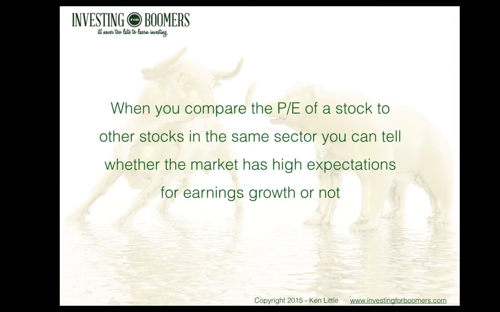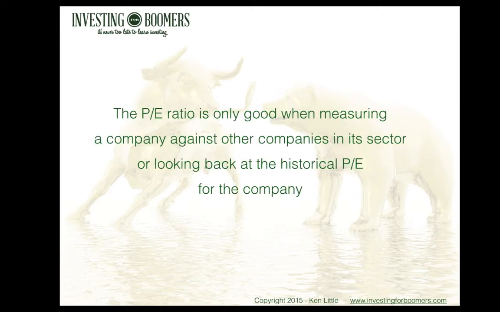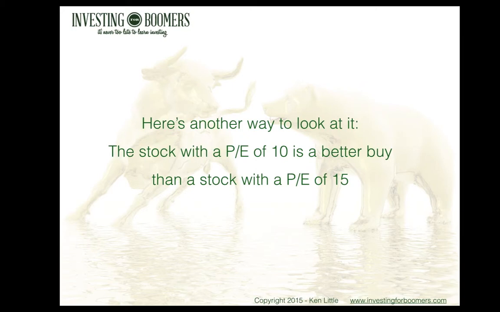When you compare the PE of one stock to other stocks in the same sector, you can tell whether the market has high expectations for earnings growth or not. If the PE for the whole sector is 15, a PE ratio of 10 tells you the market expects less growth in this company's earnings compared to its peers. The PE ratio is only good when measuring a company against other companies in its sector, or looking back at the historical PE for the company. Here's another way to look at it.